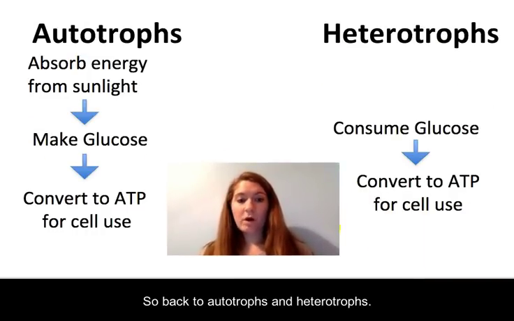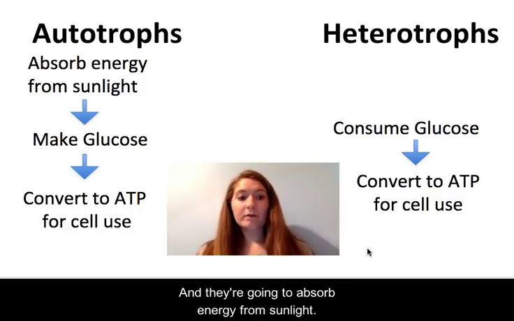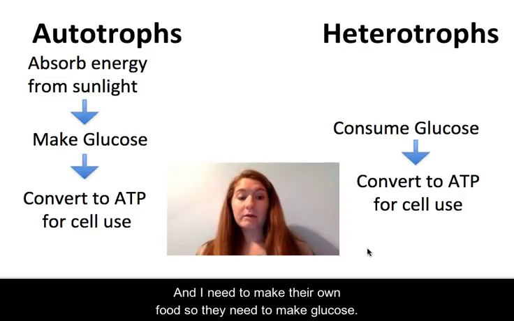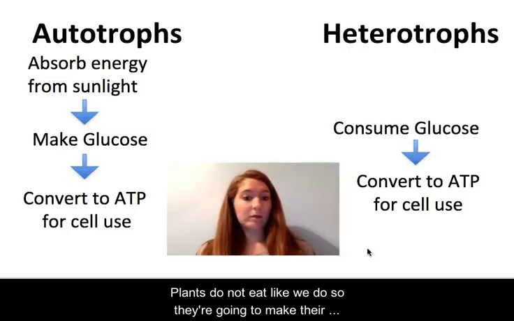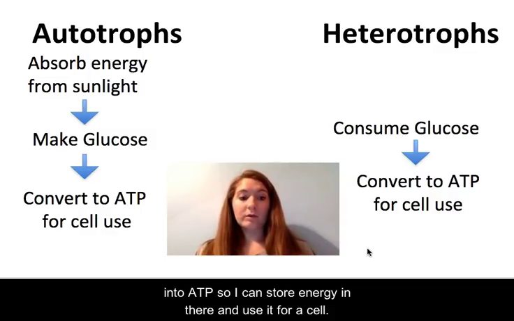So back to autotrophs and heterotrophs. Autotrophs, such as plants and some bacteria, anything green, are going to absorb energy from sunlight, and they need to make their own food, so they need to make glucose. They do not eat like we do. They make their own glucose, and then convert that glucose into ATP so it can store its energy there and use it for cells.